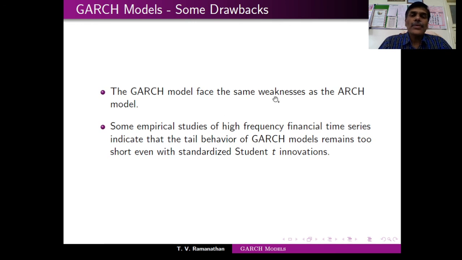Now, the GARCH model also has a similar kind of problem that we faced in the case of the ARCH model. And again, the GARCH model is just a simple manipulation of the ARCH model. It doesn't address many issues like asymmetry. So people go for asymmetric volatility models, and there are different types of asymmetric volatility models.